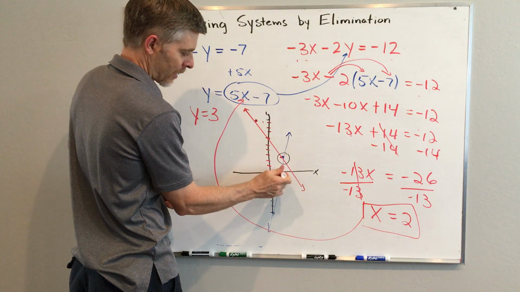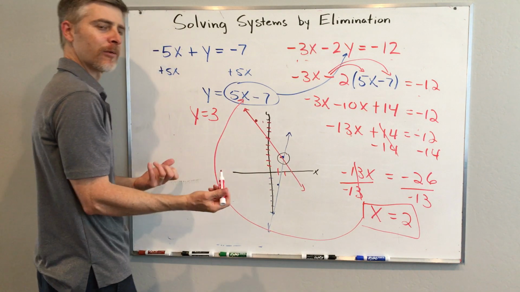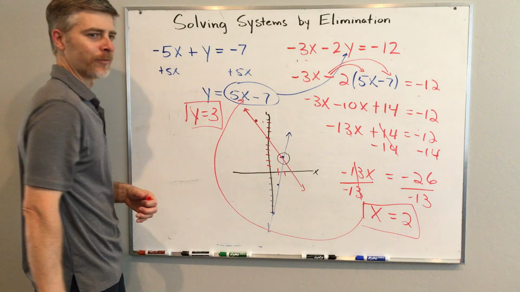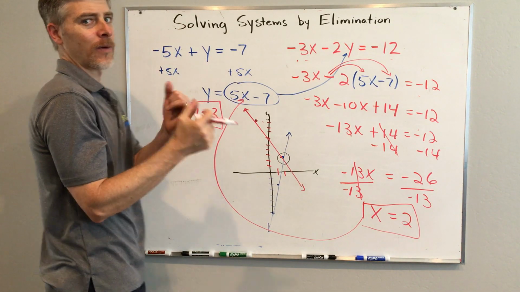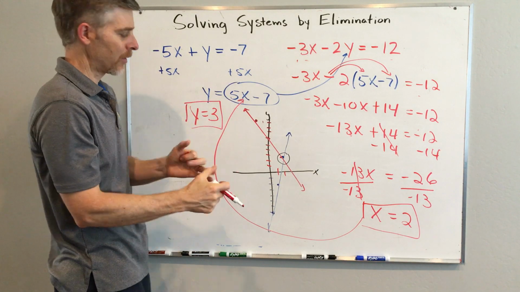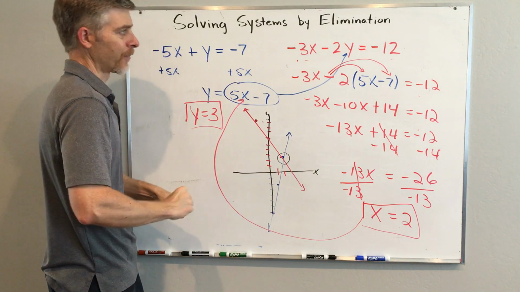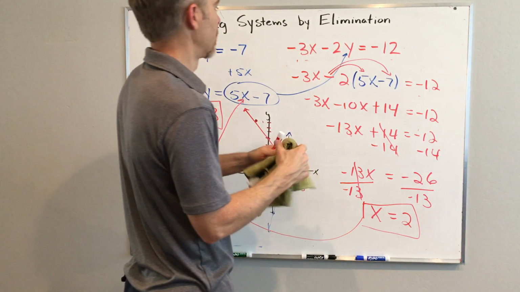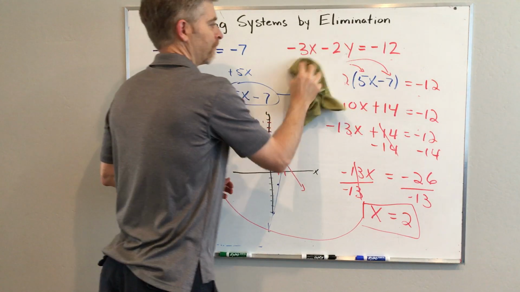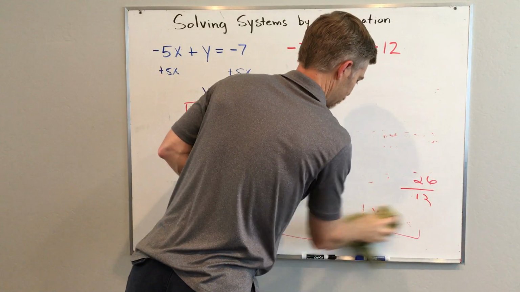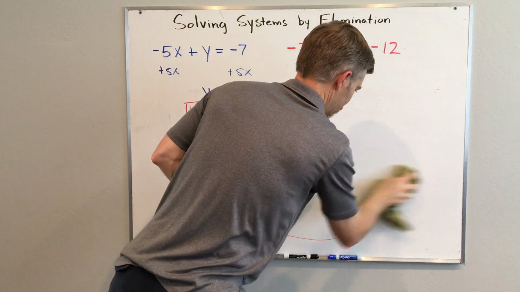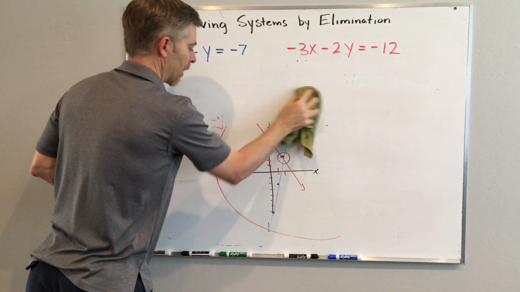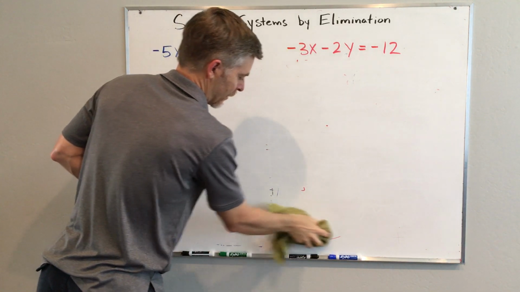Now this looks like 2 comma 3. So I think we got the right answer here and here. So the two methods so far we've done, graphing and substitution, got us the same answer. Okay, now let's look at the third and final way to solve a system. I'm going to go ahead and erase the graph too.